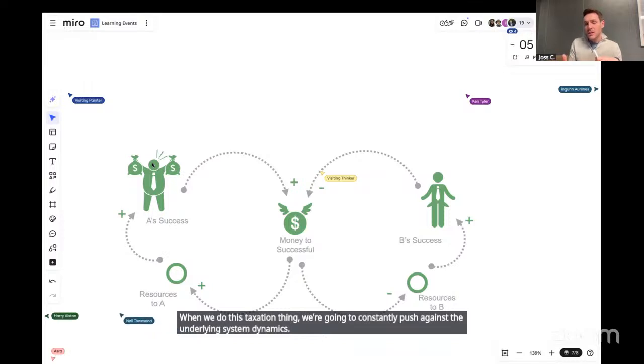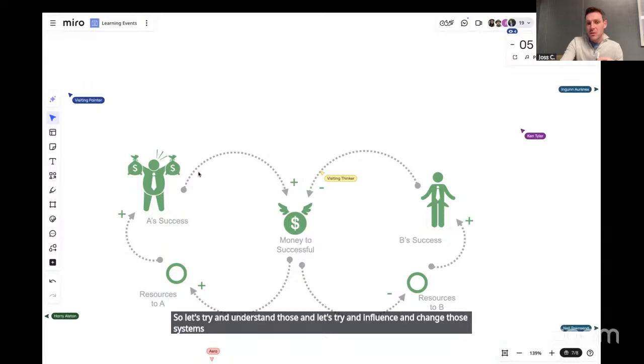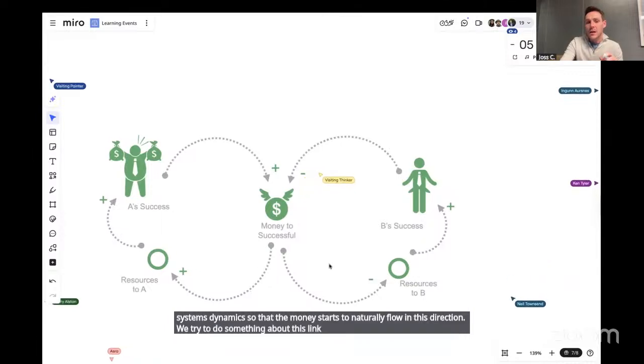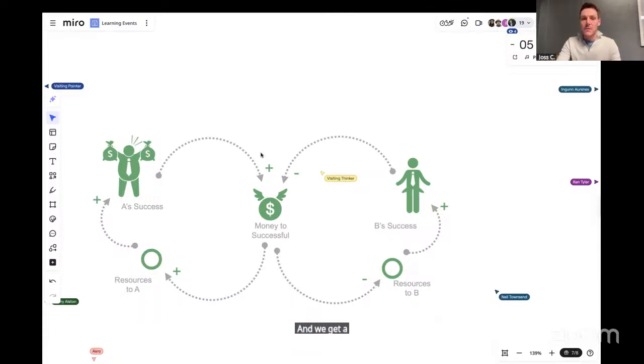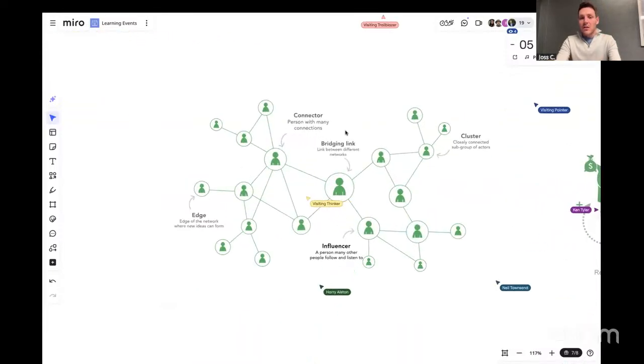So let's try and understand those, and let's try and influence and change those system dynamics so that the money starts to naturally flow in this direction. We try to do something about this linkage here, whatever it is, and change that one so it starts flowing in this direction. And we get a healthier system over time. That's looking at the kind of system dynamics.